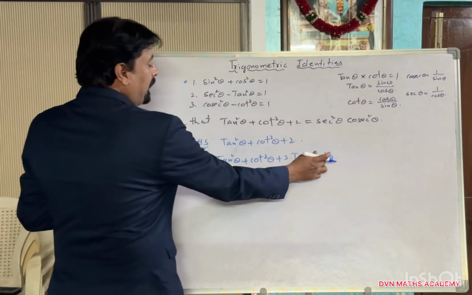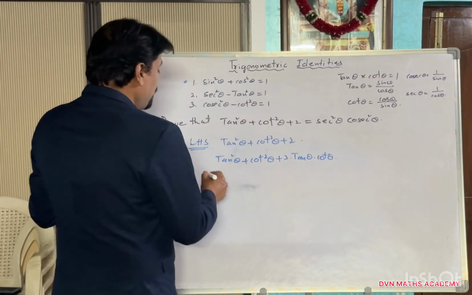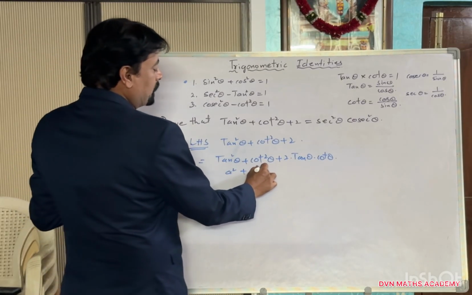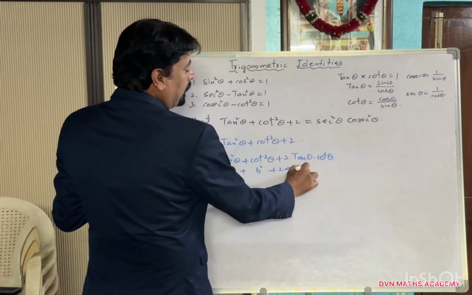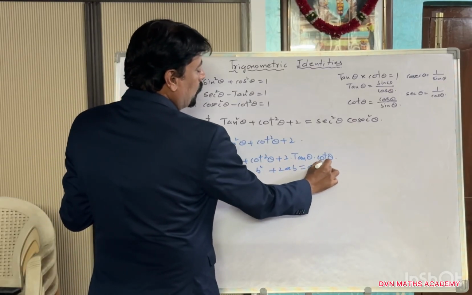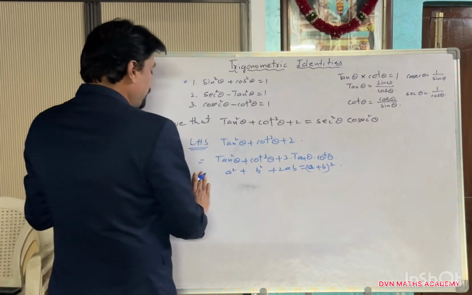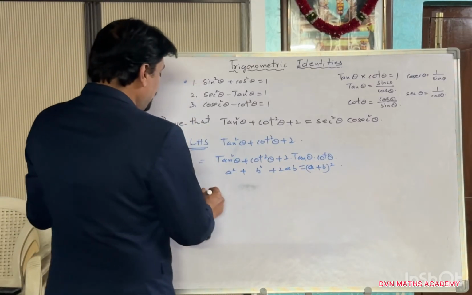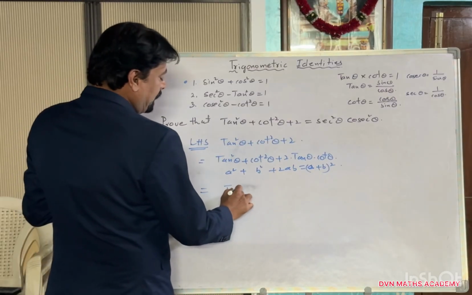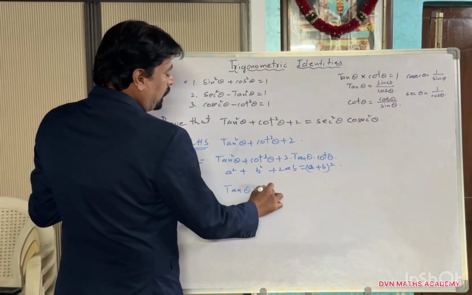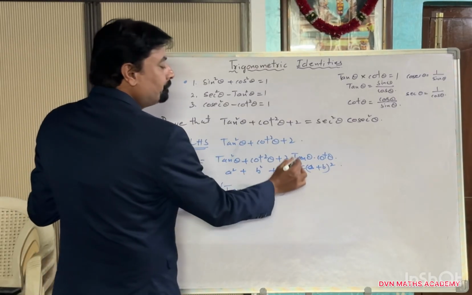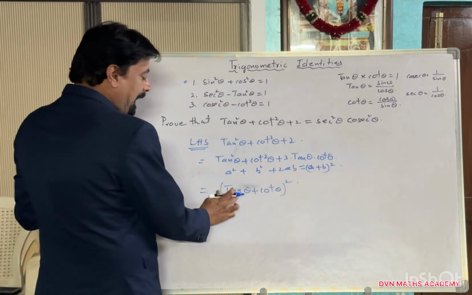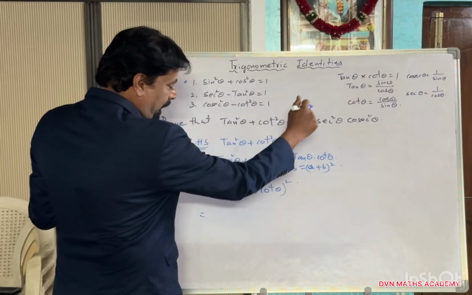But why did I write tan theta into cot theta? If you observe carefully, this is in the form of a square plus b square plus 2ab, that is equal to a plus b whole square. So for that purpose, I wrote 2 as 2 tan theta into cot theta. Now it will be written as tan theta plus cot theta whole square. That's all.